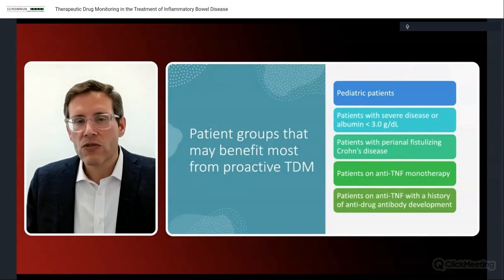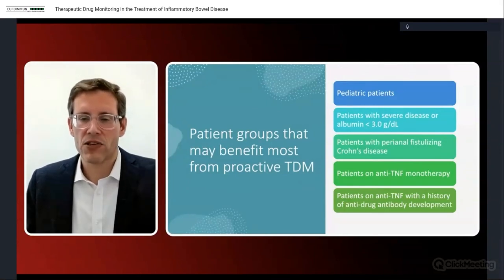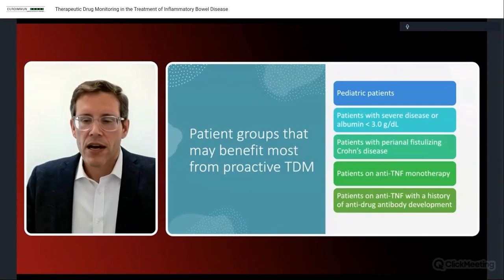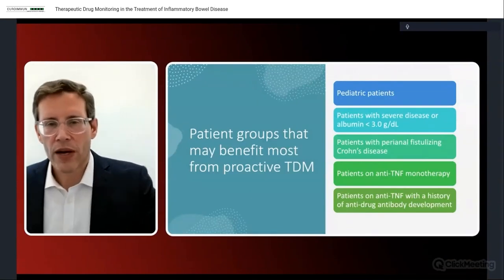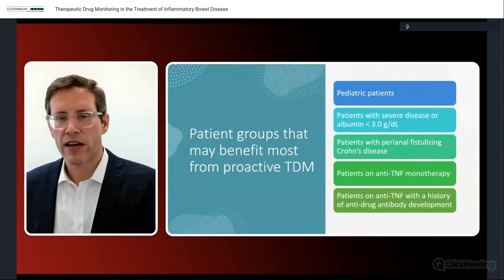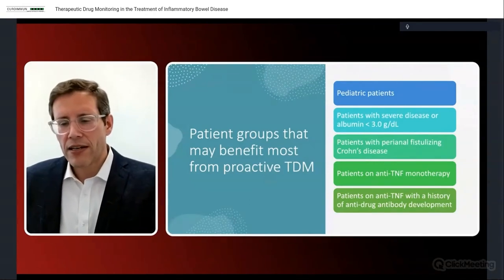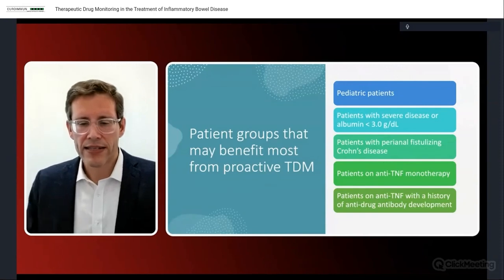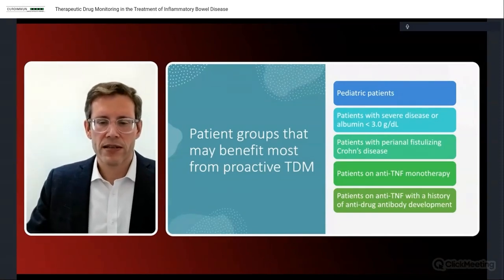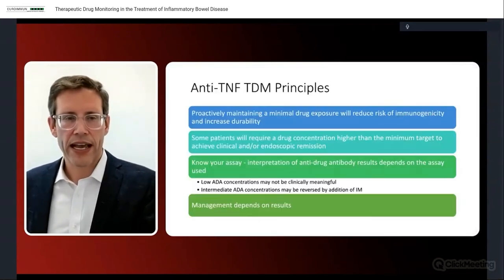Patients with perianal fistulizing Crohn's disease, who we know that healing of fistulas is associated with higher thresholds of anti-TNF drug levels, and so they may benefit more. Patients on monotherapy may benefit more because they are not afforded that protection of the concomitant immune modulator, and this may be an alternative to concomitant immune modulator for preventing anti-drug antibodies. And then I also think if you have a patient on a second anti-TNF who had a history of anti-drug antibody development on the first anti-TNF, it's reasonable to monitor them more closely for the development of anti-drug antibodies.